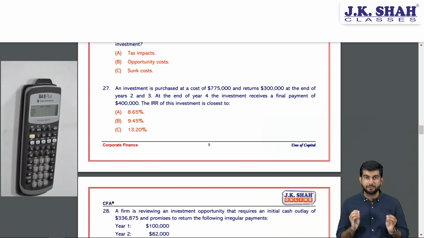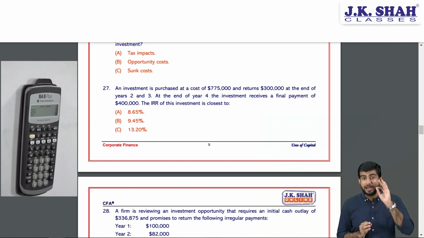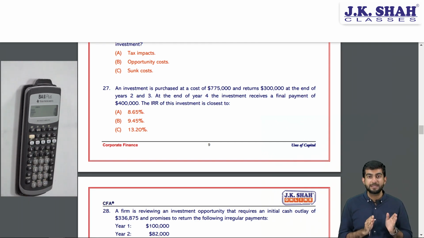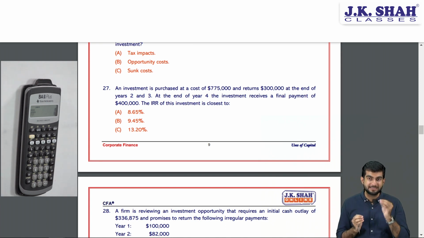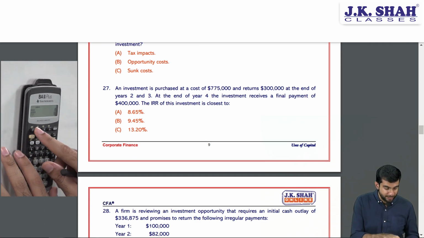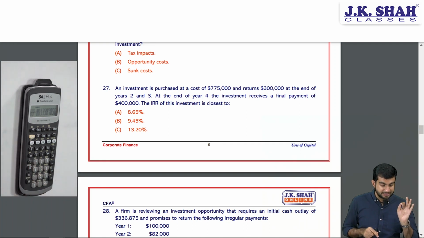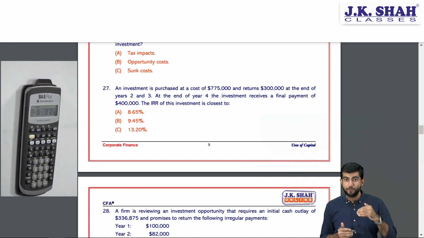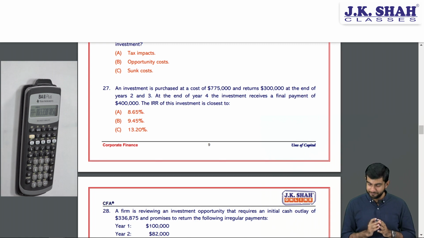Now I wait here because I have finished inputting all the numbers. What I want to now find out is the IRR. So press the IRR key and it will appear as IRR equals 0. Finally press the CPT compute button and you will get the answer. The answer is 8.65, option A. So I hope you understood how to calculate the IRR on the calculator.